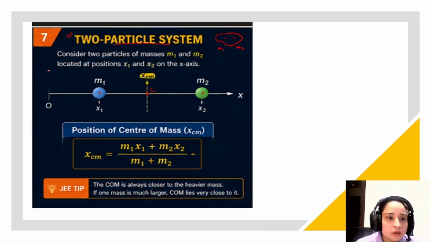This is the origin from where we can measure the position of the particles. This is my x direction, this is my y direction. The particles are in the x direction, so this is the x1 and this is the x2 position. The center of mass will lie at the middle of the two masses. So the position of the center of mass is given by this formula: m1 x1 plus m2 x2, divided by the whole mass of the body, that is m1 plus m2.